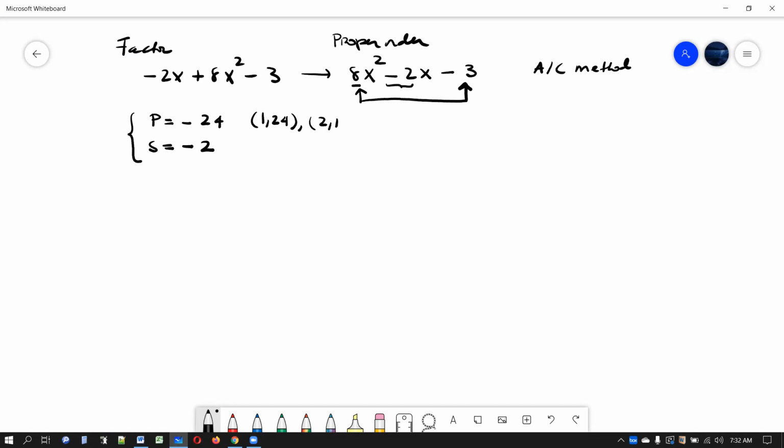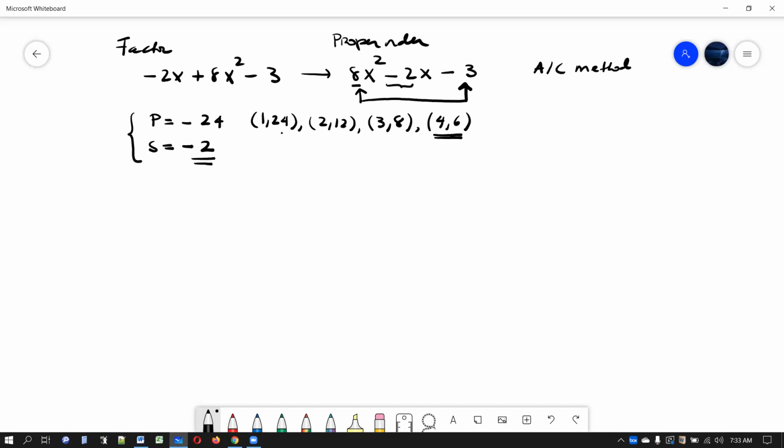So 1 and 24, 2 and 12, 3 and 8, and 4 and 6. And yes, we could tweak the numbers, right? I'm not interested in the sign right now because I am going to find out the sign in a minute. Now, once I have the possible pairs whose product is 24, I have to look at these possible pairs and I have to find one that can give me a sum of -2. The only one that can give me a sum of -2 is this pair right here.